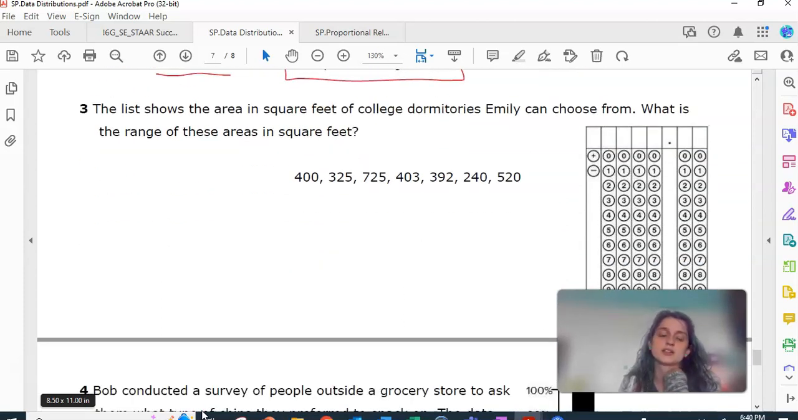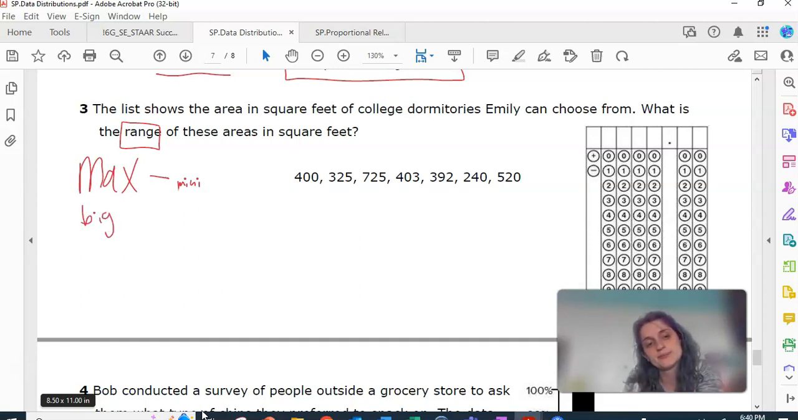Number 3, we are not looking for interquartile range, we're just looking for regular range, which is the maximum minus the minimum. Maximum means the biggest number. Mini, if it's mini, it's really tiny. Biggest number minus the smallest number. Find that answer to the subtraction problem, and that is your range.